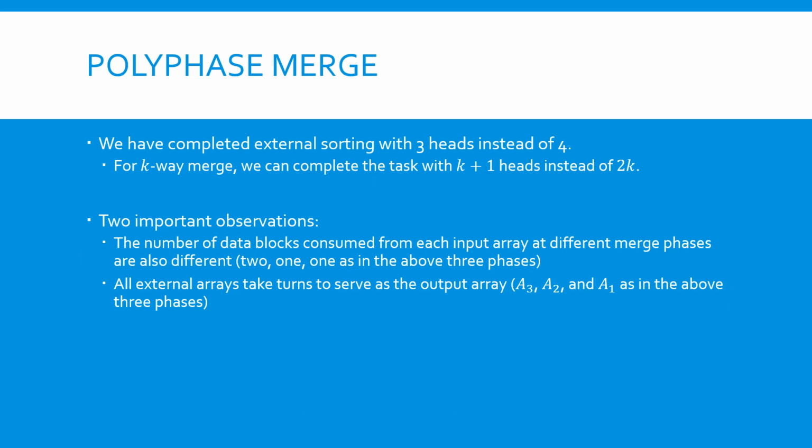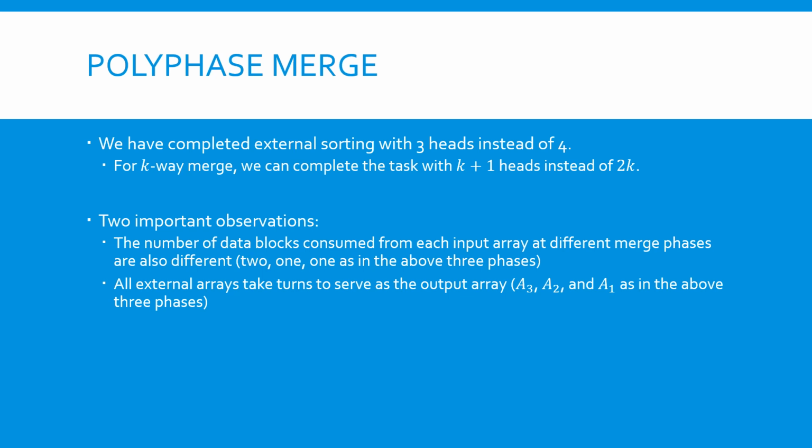With the above example, we have shown how to perform external sorting with only k+1 heads. The trick is to write different numbers of data blocks to the input arrays. We can also make two important observations. First, the number of data blocks consumed at different merge phases is also different. For example, we consumed 2, 1, and 1 data block from each input array at the 3 merge phases.